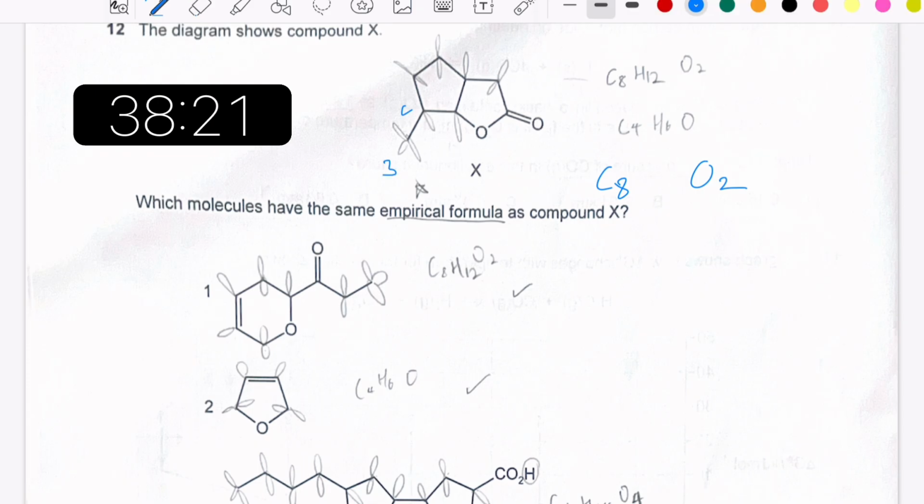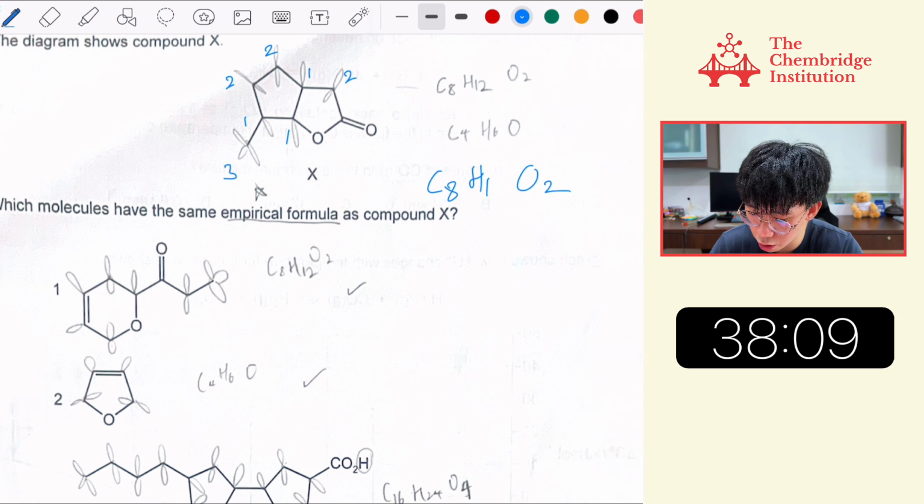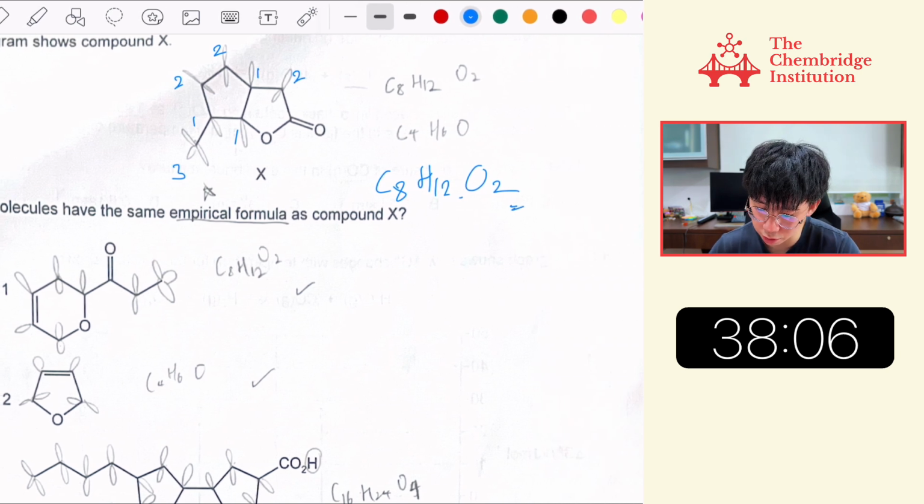And then there's 1 here. 4. There's 2. There's 2. I just write the number of hydrogens first, like this. Okay, so there's 3, 5, 7, 9, 10, 12. Okay, it's C8H12O2 over here. So which molecule has the same empirical formula?